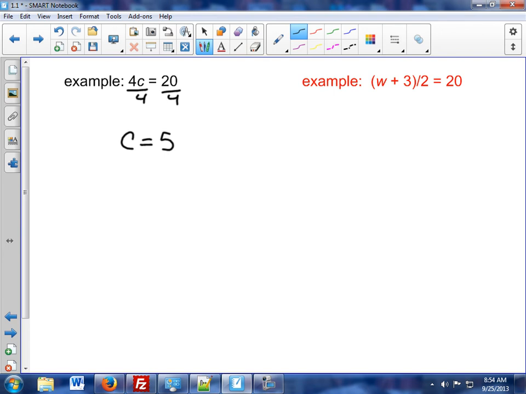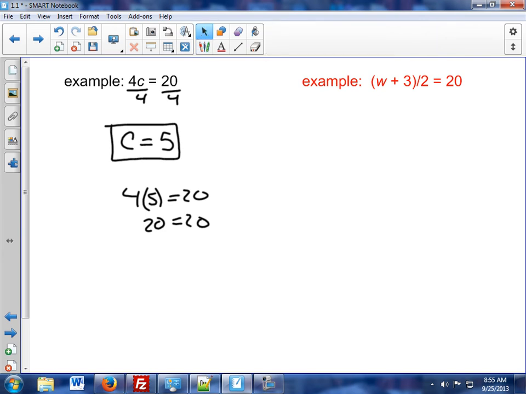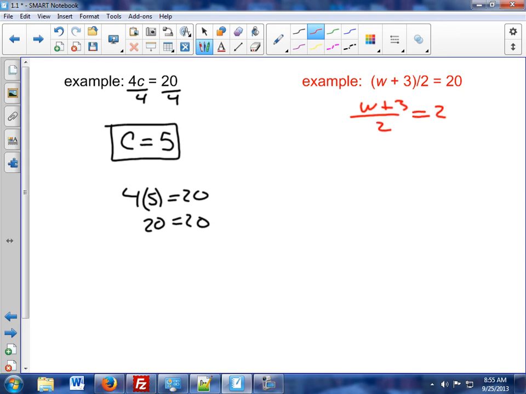Okay? To check it, we just take 4 times 5 equals 20. 20 equals 20. Okay, the more difficult one over here, I have. Okay? What would I do on this one?